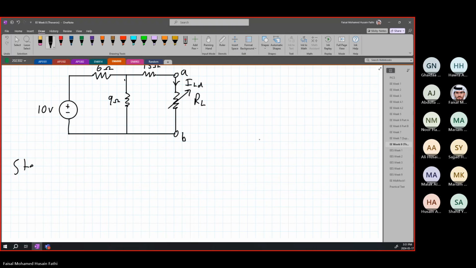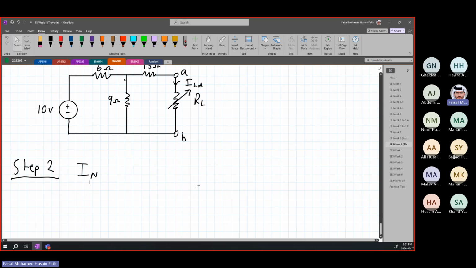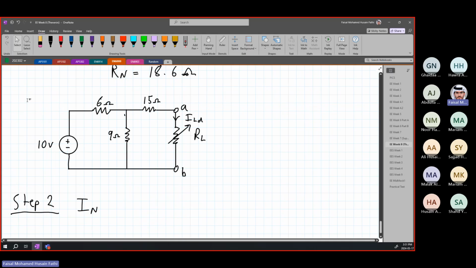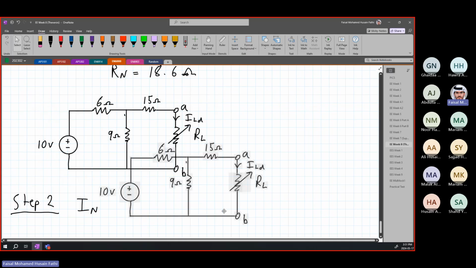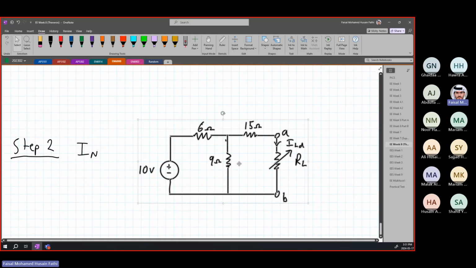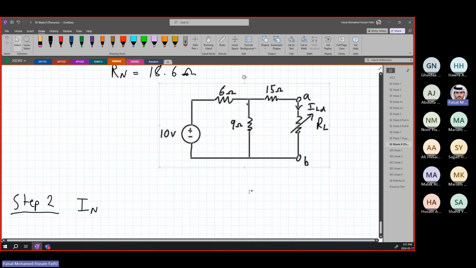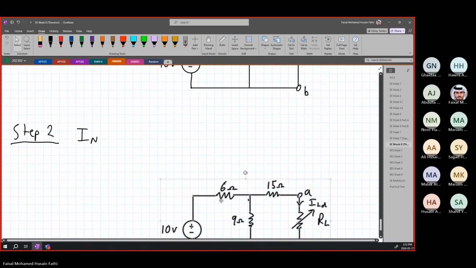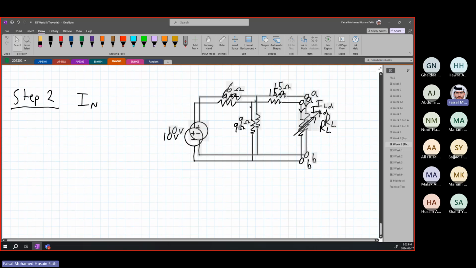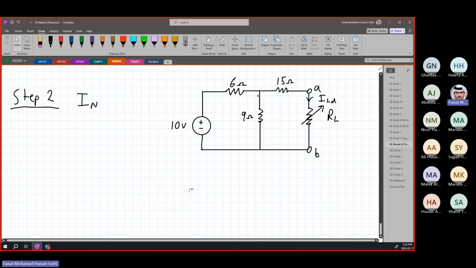Step two. Now, since we are trying to solve it using Norton, we need to find our I Norton. All right. Now, this is very important. So we have this as our circuit, right? This is the original circuit. Let me actually keep it as it is. And then, step two is going to be finding I Norton.